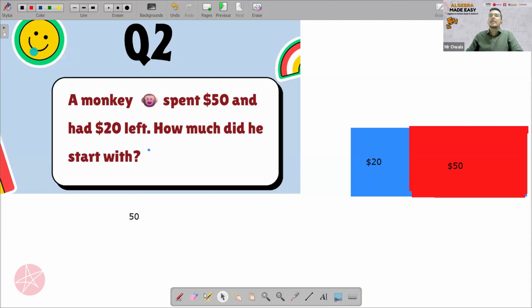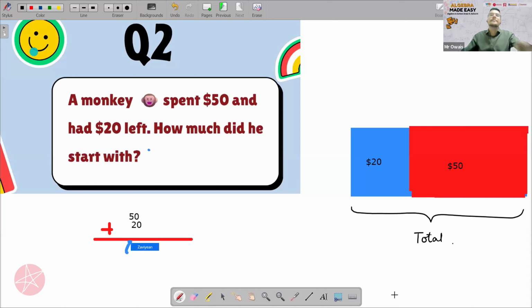So 50 plus 20. So we can show it like this. This entire bar from the start to finish actually represents the total amount that the monkey started with. So 50 plus 20 equals $70. Okay, let us move back over to our presentation here.